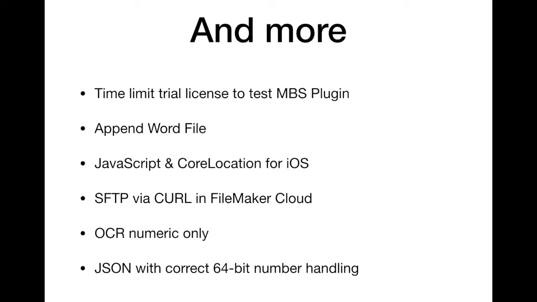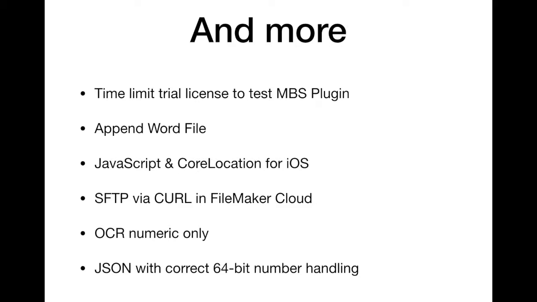Then we have the SFTP functions for FileMaker Cloud, which can be very useful to, well, upload files from one cloud computer to another cloud computer. Our OCR functions cannot just get the text, but you can put it in number-only mode. So if you know the thing you want to read is a number, it will not give you an I or an O for a zero.